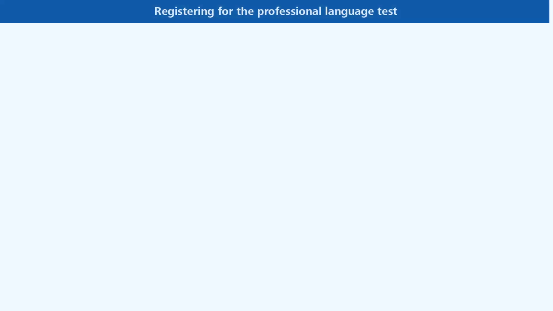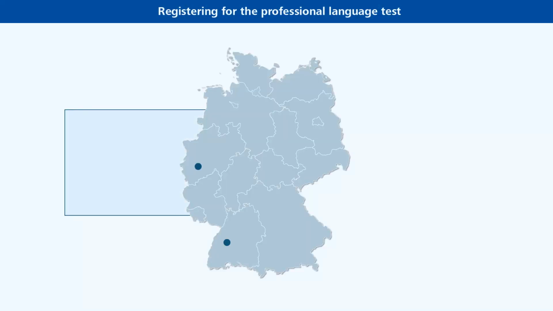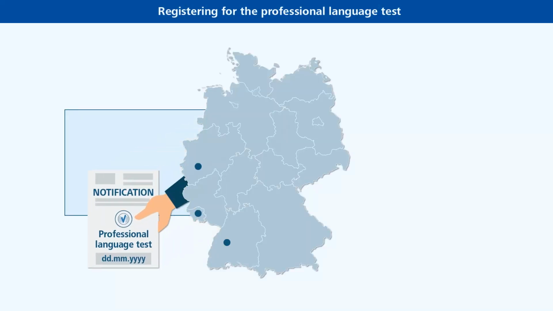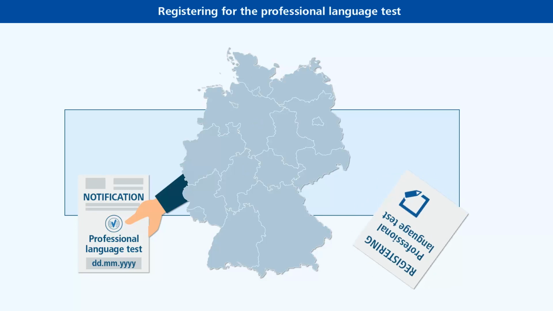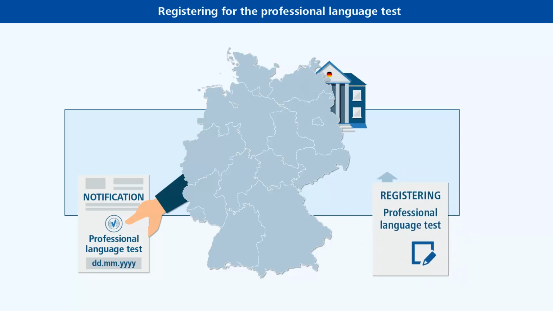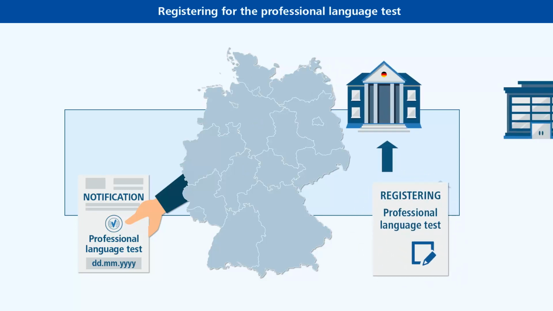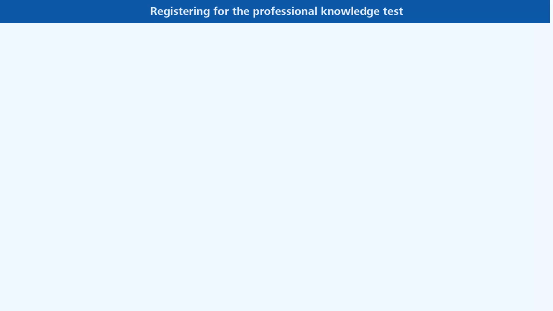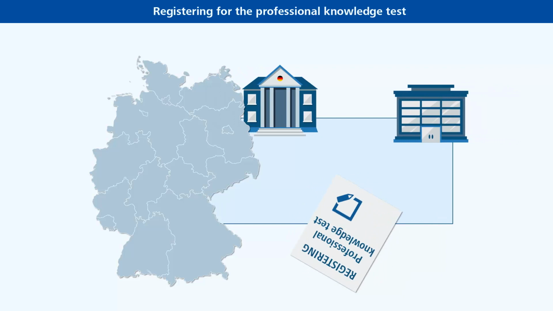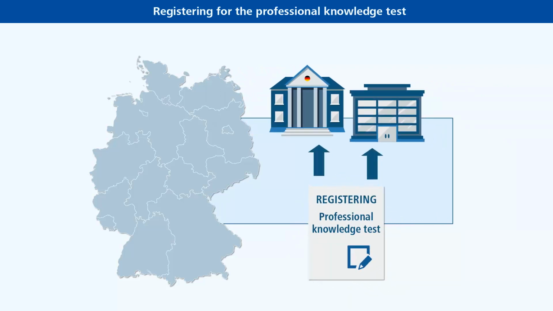Registering for the professional language test. In some federal states, you are automatically registered for the professional language test as part of the notification. In other federal states, you must register separately in writing with the licensing authority or with a recognized test provider. Registering for the professional knowledge test. You must register separately for the professional knowledge test in all federal states.